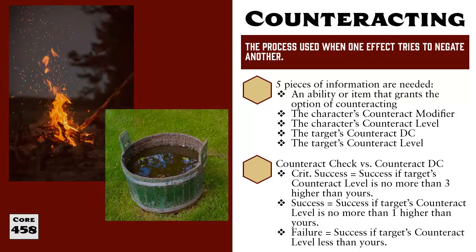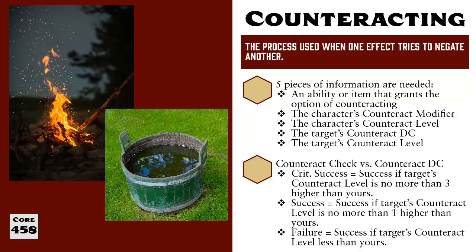Think of it this way. You have a bucket of water and you want to put out a campfire. The bigger the fire is, the higher its counteract level and counteract DC are. You try to douse the fire with your bucket of water and roll a counteract check. The total of that check represents your aim. Were you able to toss the water onto the fire, or maybe pour it with a great amount of skill? Or did you trip and miss the fire completely?